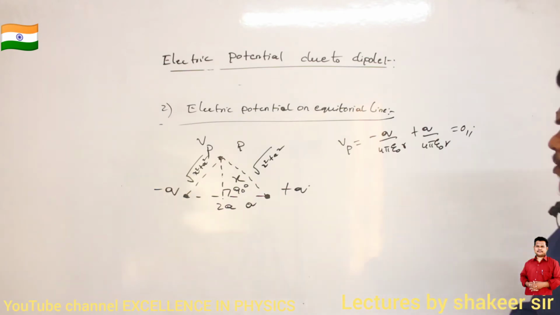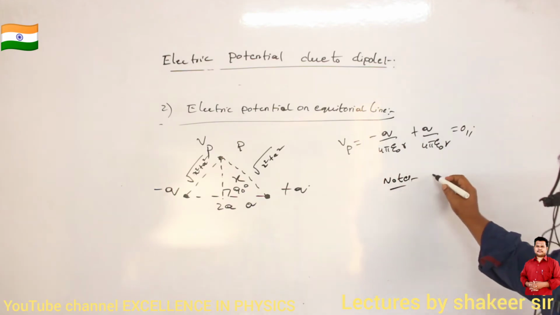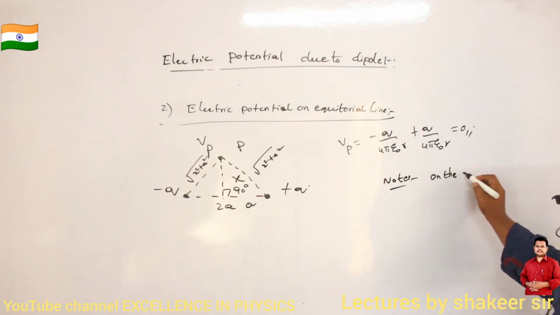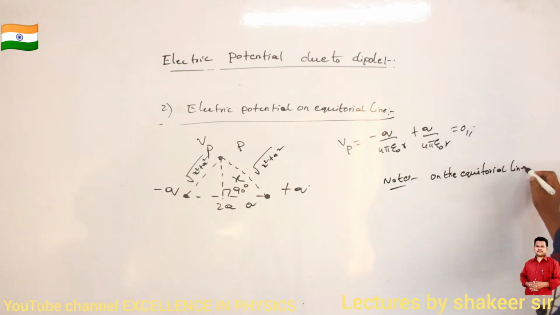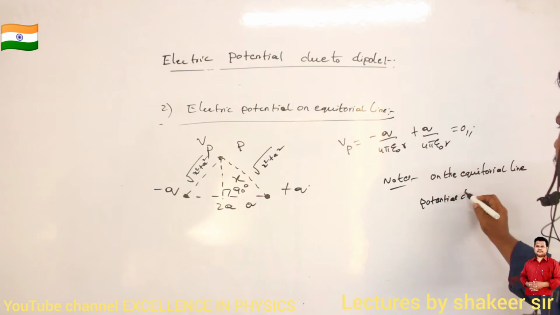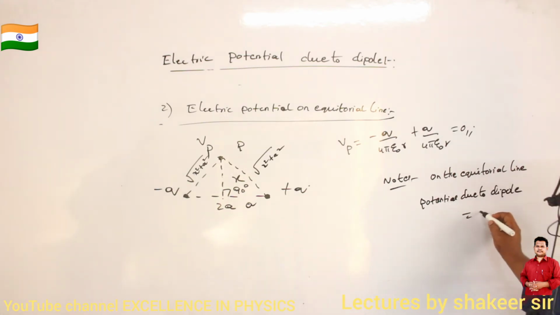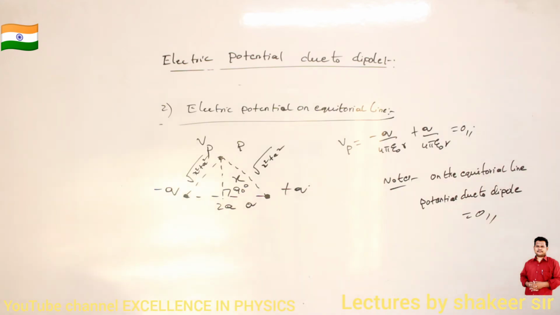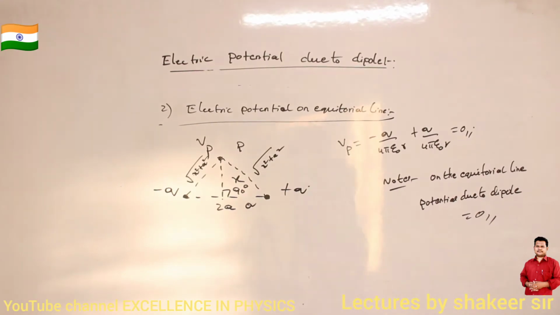So make a note of that point. What is the note we have to write here? On the equatorial line, potential due to dipole will be 0. Make a note of that point.